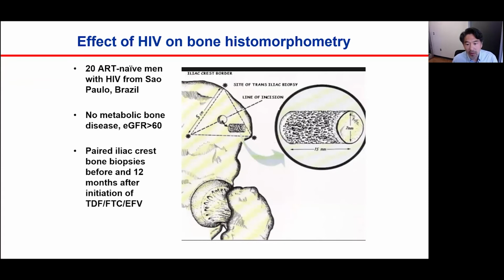I'm going to show some data that we have, which we think are quite novel. A lot of the data that I've shown and others have produced over the years about HIV and antiretrovirals on bone suffers from lack of bone biopsy data. In this very unique collaboration with investigators from Brazil, we were able to do a study which included 20 ART naive men with HIV who had no other known metabolic bone disease, and they had paired iliac crest bone biopsies before and 12 months after initiation of tenofovir, FTC, and efavirenz.